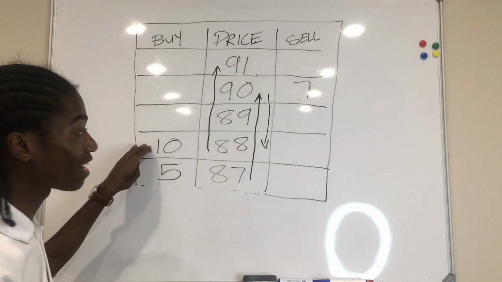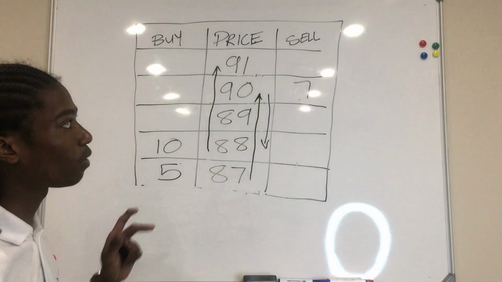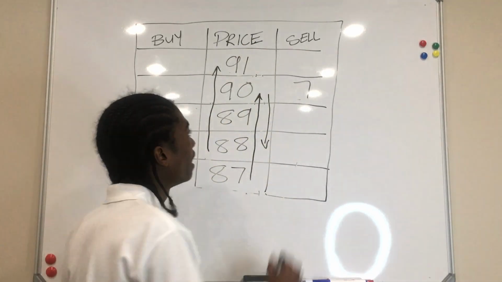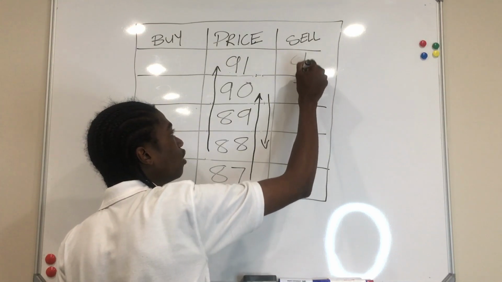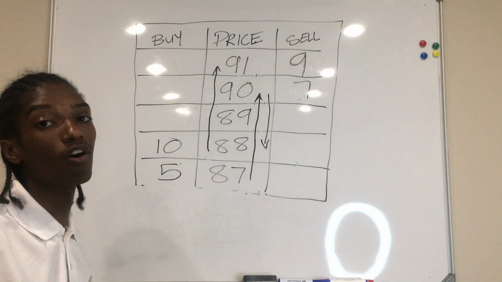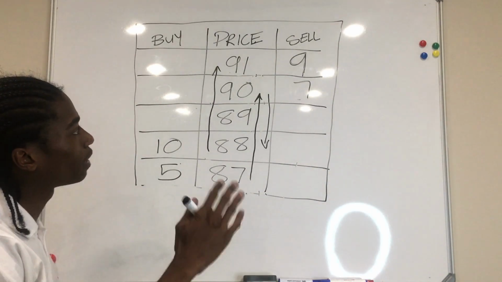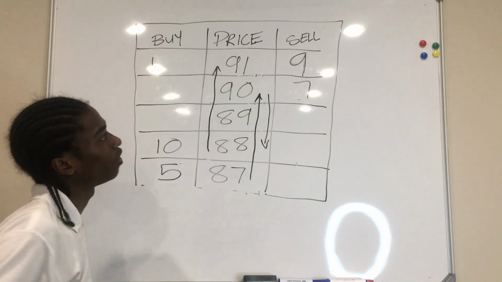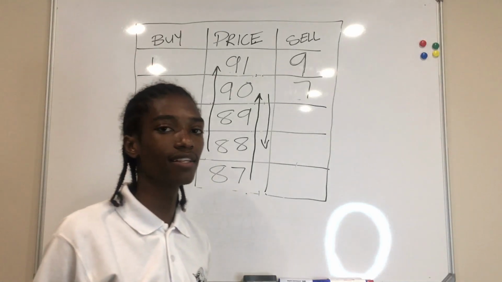Now remember, we have an excess of 8 lots, so let's just say for whatever reason someone decides that 91 is a beautiful price, and they're going to sell 9 lots of this currency. Now at this point there's an excess of 1 lot. Let's just say there's someone here that decides that they want to buy this 1 lot. What are prices going to do in this area?